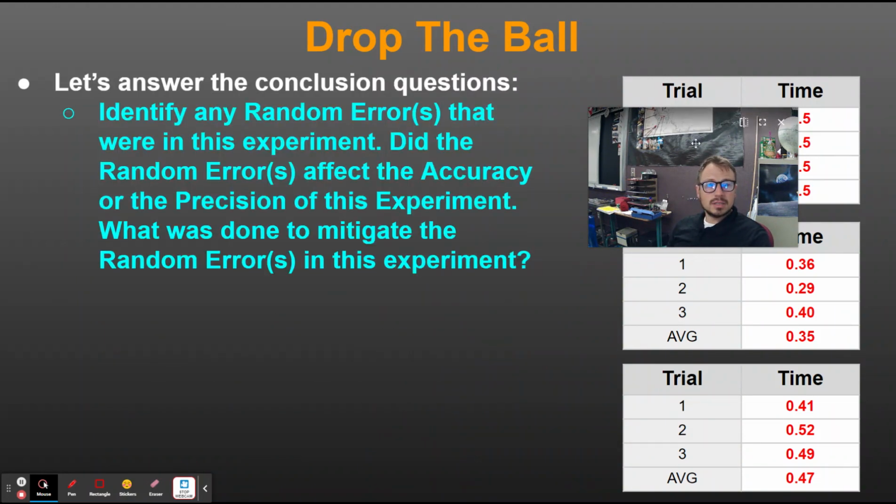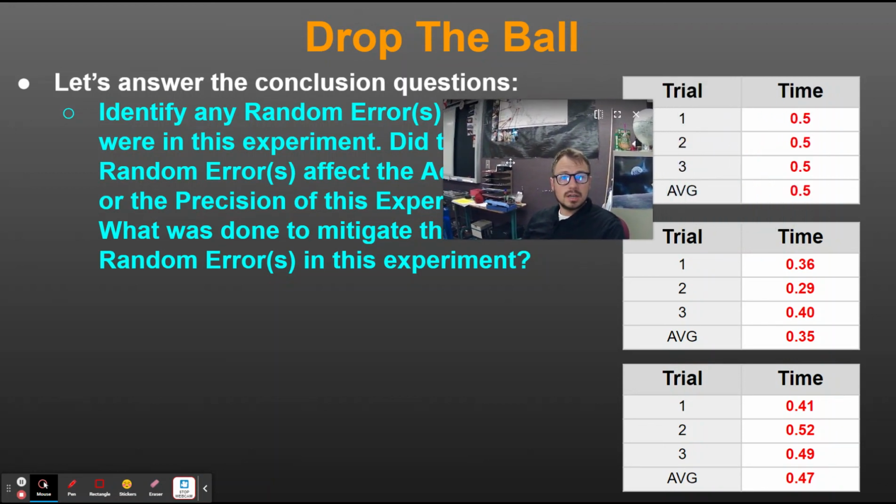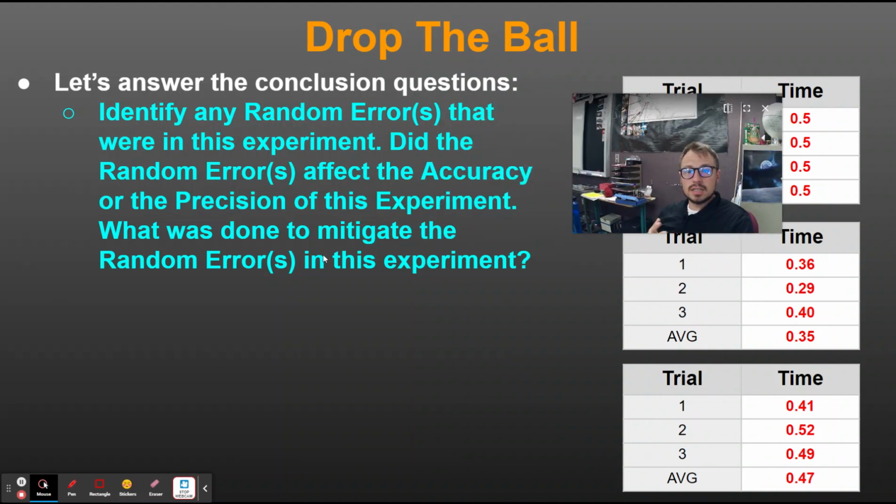Now, random errors, there's a lot of random errors here. There's no guarantee that you started the stopwatch at the exact same time it dropped. There's no guarantee you started it from the same height when you did not have that meter stick. Now, what we did to reduce it is average them, right? Remember, you can reduce random errors, and it did affect the precision of that experiment. That's what random errors affect.